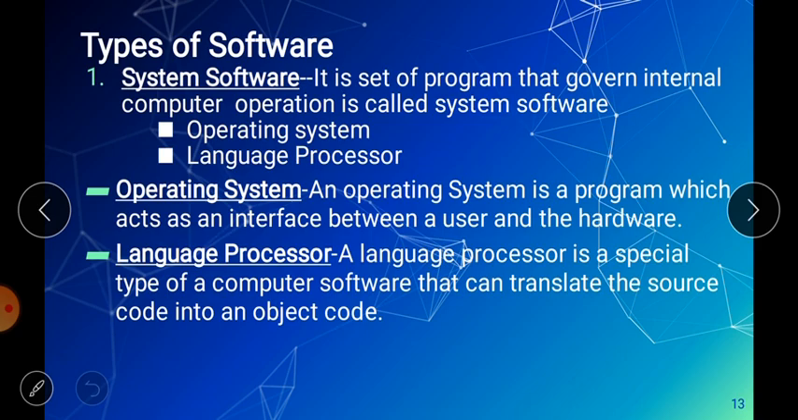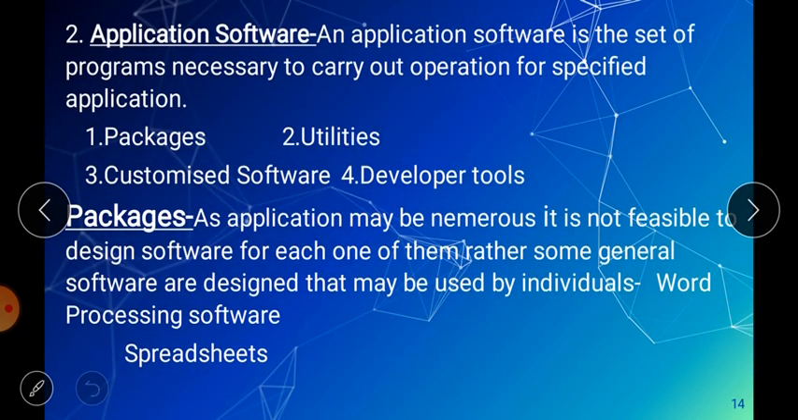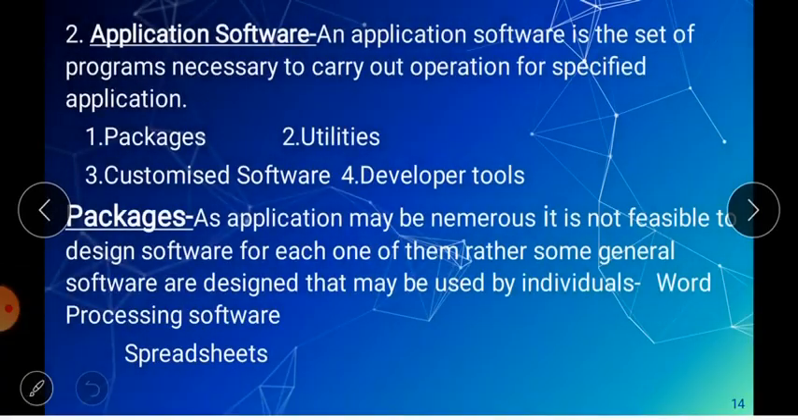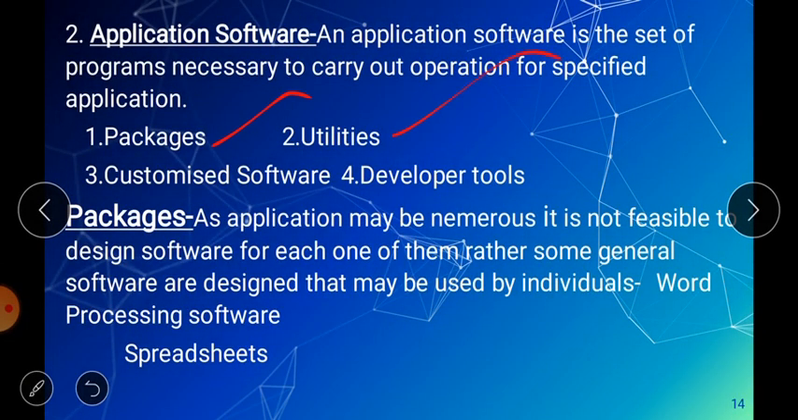Now moving ahead, the next is application software. The application software is a set of software which is used by the user. Means these softwares are maintained, used and run by the user like you and me. There are four types of application softwares written here. First one is packages, second one is utility, the third one is customized and the developer tools.